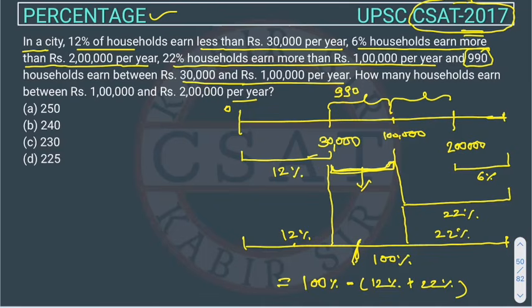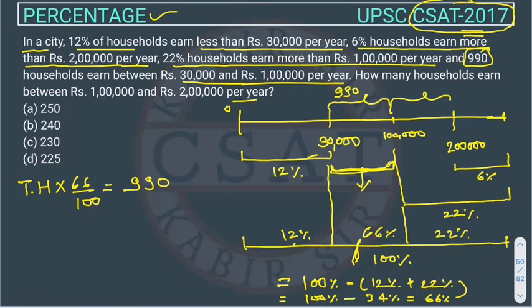So this will be this figure or not? I hope you all get it, right? So it will be 100% minus 34%. So it will be 66%. So this one will be 66%, right? And this is the total household. So 66% of total households is given as 990, right? Because we know this is 66% and they have given 990 households. So 66% of total households will be equal to 990. So from here we can get the total household.